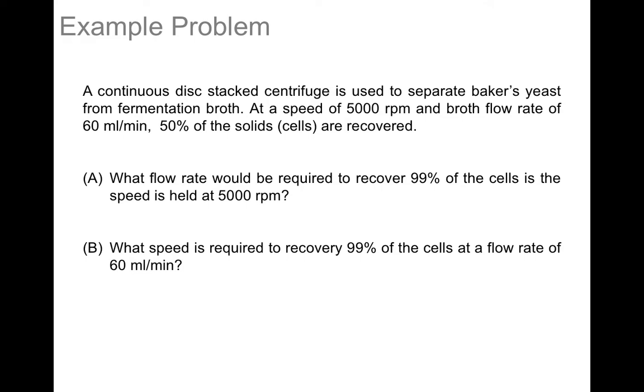So in this problem, a continuous disc stack centrifuge is used to separate baker's yeast from fermentation broth at a speed of 5,000 RPM and a broth flow rate of 60 milliliters per minute. 50% of the solids are recovered. So there's two questions. What flow rate would be required to recover 99% of the cells in this if the speed is held constant at 5,000 RPM? And what speed is required to recover 99% of the cells at a flow rate of 60 mils per minute?